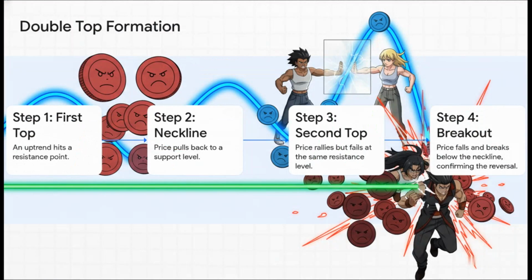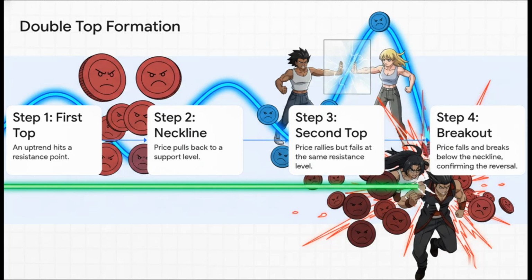Okay, let's walk through the story of a double top together. So step 1, a strong uptrend slams into a resistance point. Boom, that's our first peak. Step 2, the price pulls back a bit to a level of support. Now this support line is absolutely crucial. We call it the neckline. Step 3, the buyers try to push higher again, but they just run out of gas at the same ceiling as before. This second failure right there, that's the big warning sign.